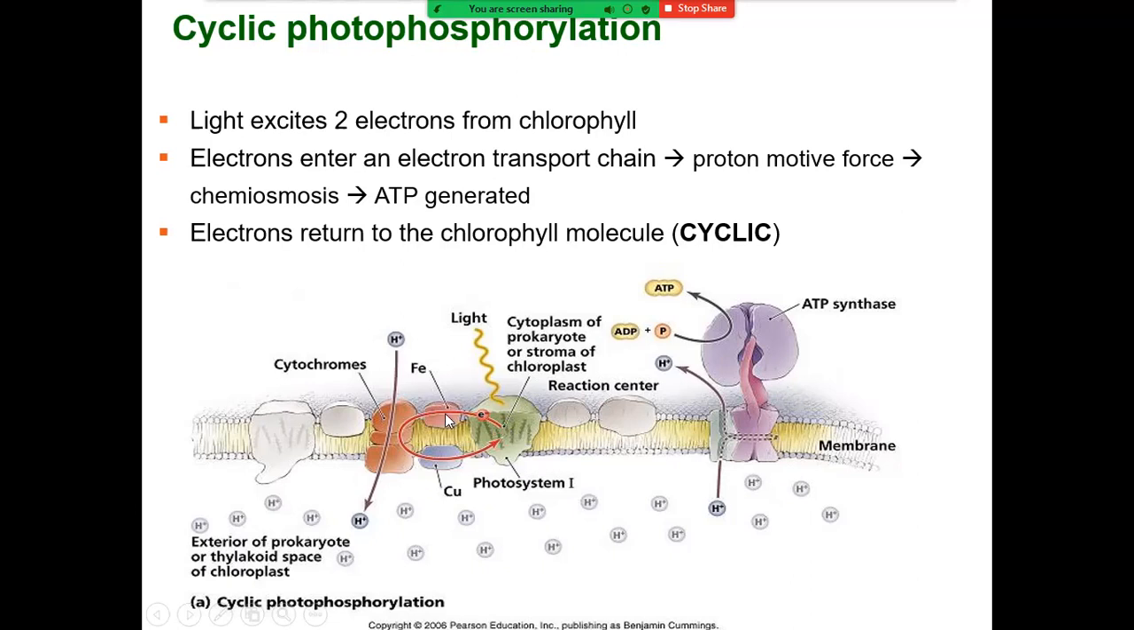The electron moves through this protein in a membrane, and then this protein in a membrane, and then this protein in a membrane, and then comes back to this protein in the membrane. The electron actually comes back to where it started, which in this case was chlorophyll. The electron will travel and then return to chlorophyll. That's why it's called cyclic photosynthesis. The electron travels in a cycle. Any questions about any of that?